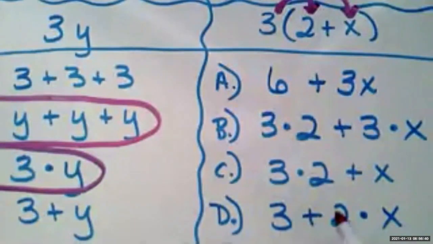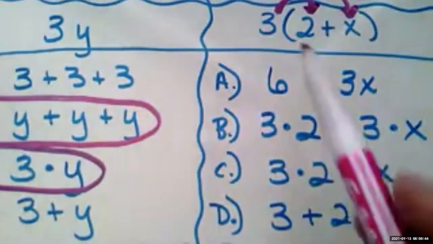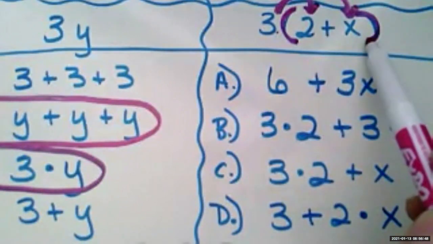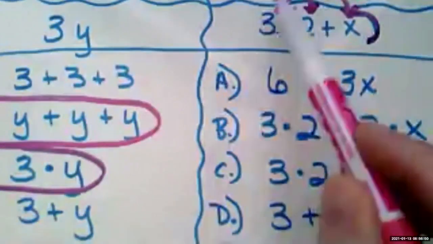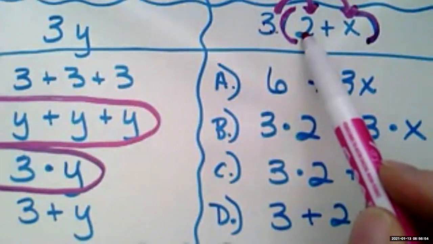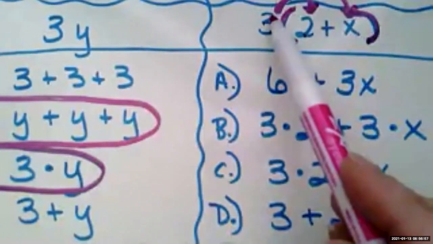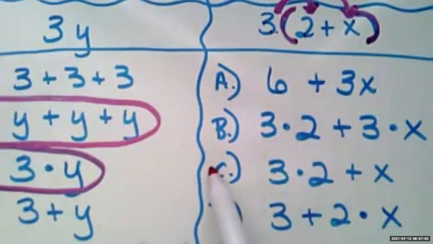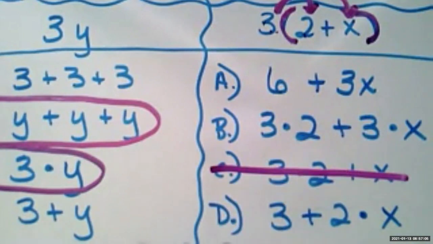We're getting there. A lot of people said C because they took the 3 times the 2. And because this is in parentheses, the 3 has to go to everything inside the parentheses. So you do multiply the 3 times the 2. However, you also have to multiply the 3 times the x. So since C is missing 3 times x, that one is not one of the answers.